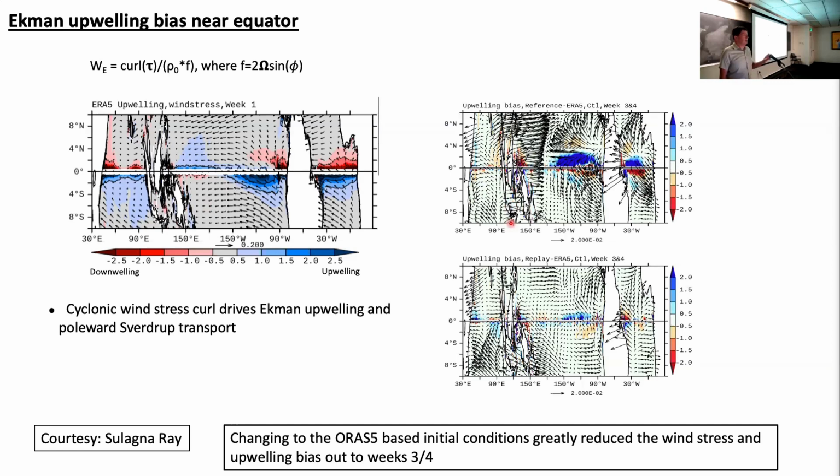And so they initialized the model with the ocean analysis that the Climate Prediction Center produced. The bottom row is where they redid the experiments with ocean initial conditions based off of ORAS5, which is an ocean reanalysis that the European Center has produced. Everything else is the same. This bias pretty much went away, and this is a week 3-4 forecast here. So even just changing the ocean conditions, you're reducing your bias out to weeks 3-4.